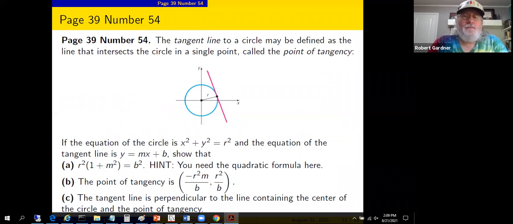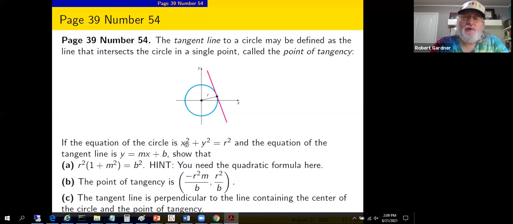Let's do one more. This one has a few more symbols in it, so it's more symbolic and less numerical, but you manipulate the symbols the same way you manipulate numbers. The story on this one is the tangent line to a circle may be defined as the line that intersects the circle in a single point, called the point of tangency. So we get something like this. Here's a circle, there's the line that's tangent to it, and there's the point of tangency.